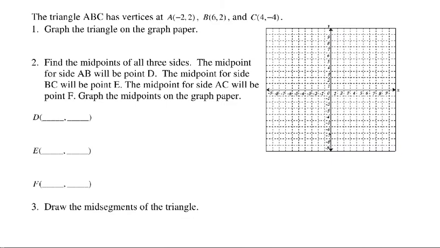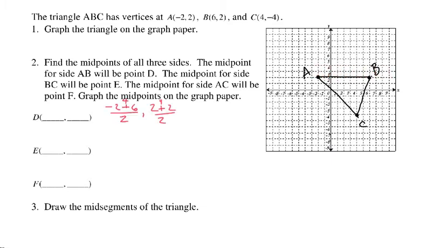For number one, we're going to use this triangle for all of the different questions. So go ahead and graph it on the graph paper. For number two, we need to find the midpoints of all three sides. The midpoint of AB is going to be point D. So we need to add the x's together, divide by 2. This means that we will end up with 2, 2 as our midpoint.